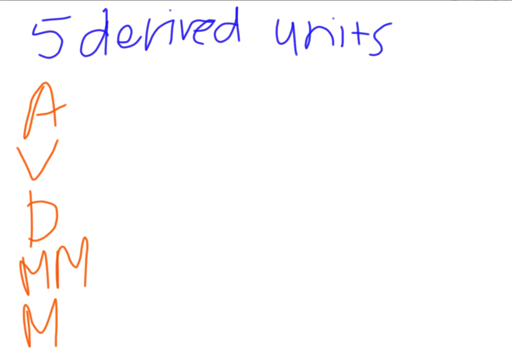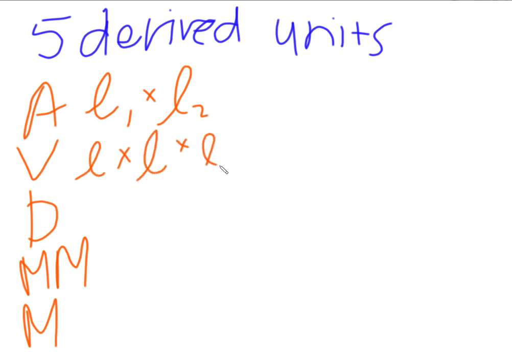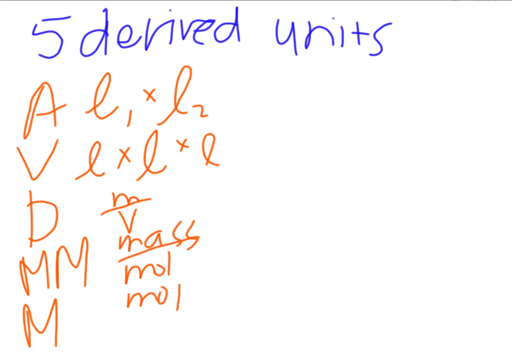So the formulas for each of these are different. The formula for area is length 1 times length 2, and the formula for volume is length times length times length. The formula for density is mass over volume. The formula for molar mass is mass over mole. And the formula for molarity is mole over volume.